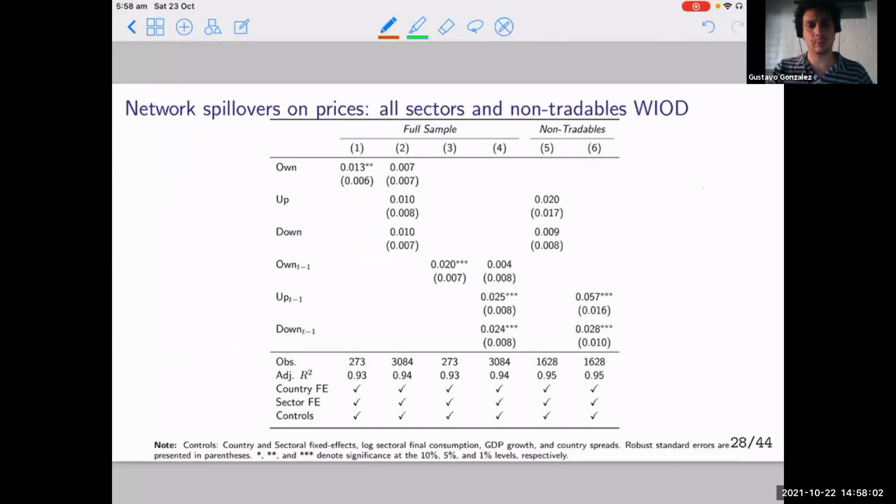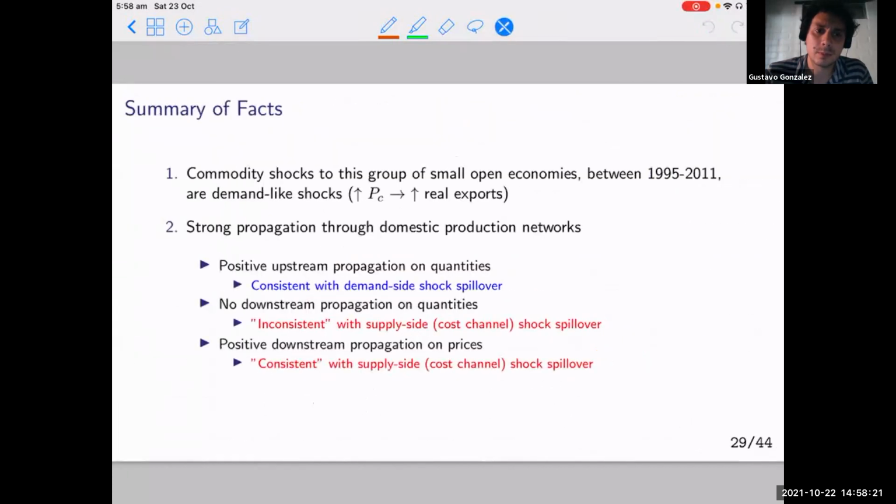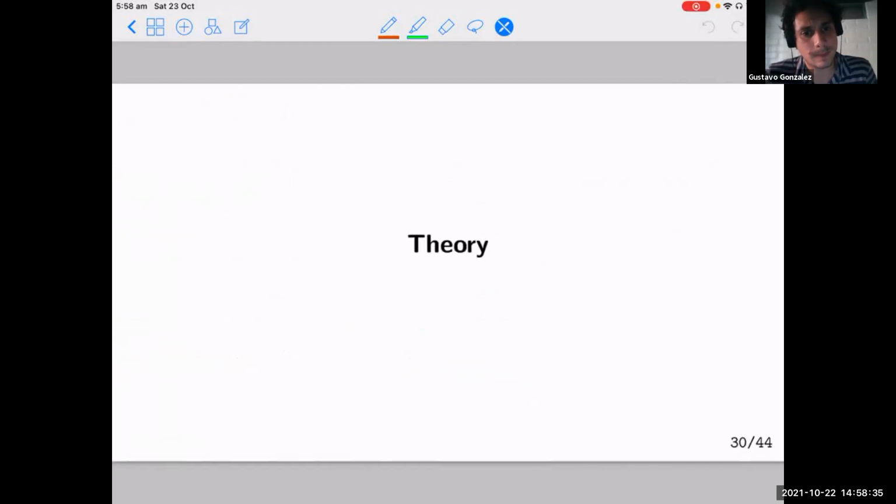So we do see here that there is upstream and downstream propagation on prices, which is something interesting as well, that we do see evidence on price, the cost shock highlighted by Gustavo, but we don't see much effect on the quantity side. Okay, so just to summarize, we do observe consistent demand side spillovers through the production network, but we don't see much effect on quantities through the downstream cost channel, although we do see effect on prices.